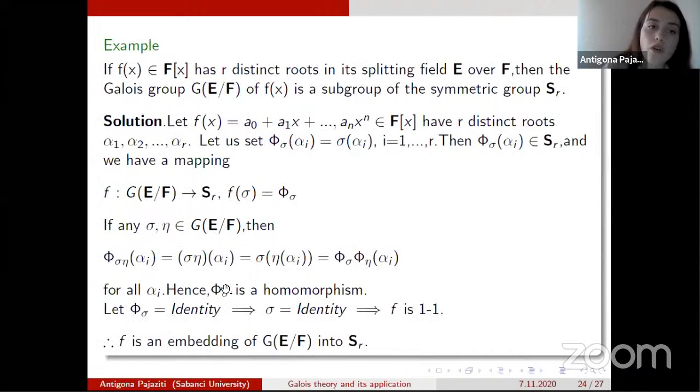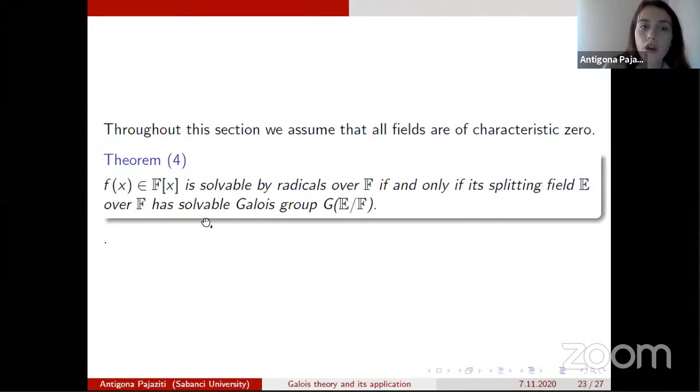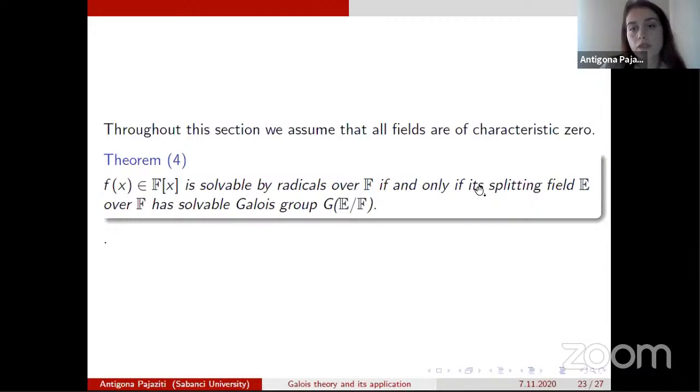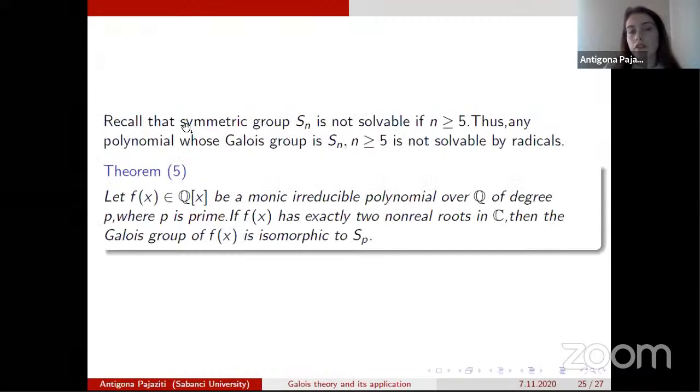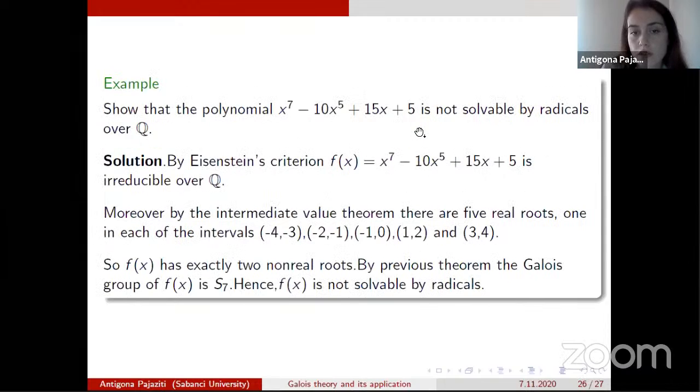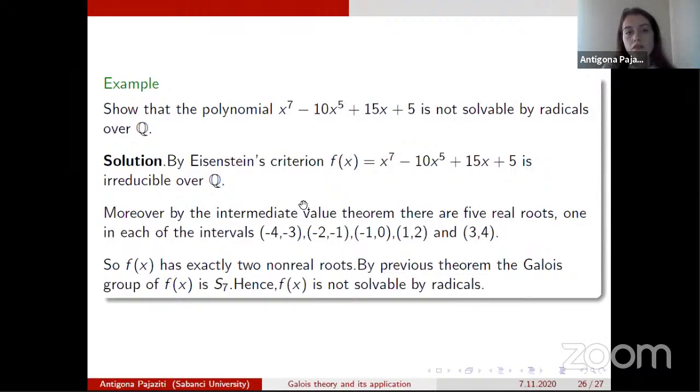And then if we go here to Theorem Four, what did we say? We said that a polynomial is solvable by radicals if and only if its splitting field E has a solvable Galois group. But now our Galois group is S_7. So 7 is greater than or equal to 5, which means it is not a solvable group. So the polynomial given here is not solvable by radicals.